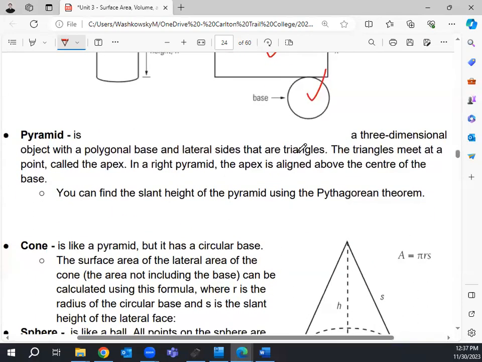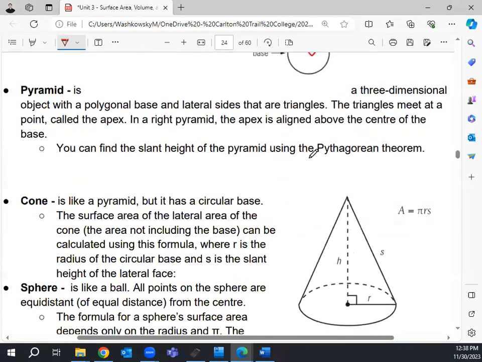So a pyramid, we know what a pyramid looks like. A pyramid is just an object with triangle sides and a square base, typically. We'll look at that a little bit later. We are going to be seeing stuff that we've seen before. We are going to be seeing Pythagoras, for example. Sometimes you're going to have to use that to find the actual area. So just know that this is something that we will still be dealing with.